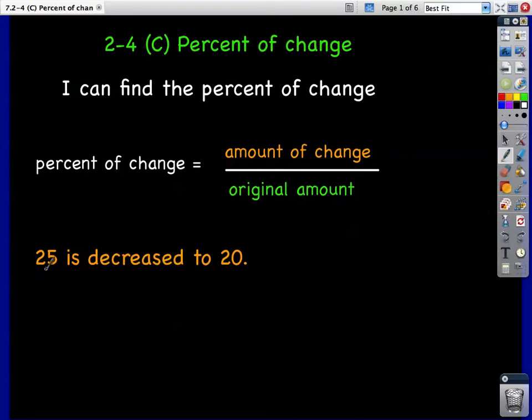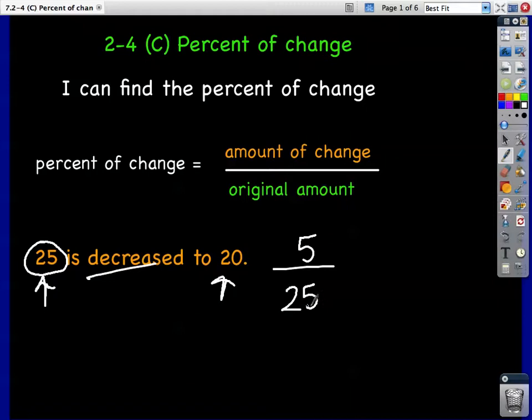In this particular example, 25 is decreased to 20. Okay, so these are all kind of the key pieces of information for us. Number one, we're going down from 25 to 20. And the way to find the percent of change is super simple. The amount of change goes in the numerator, or in this case 5. There's a difference of 5 between 25 and 20. That makes sense. And then that goes over or is divided by the original amount. And in this case, the original amount is 25.